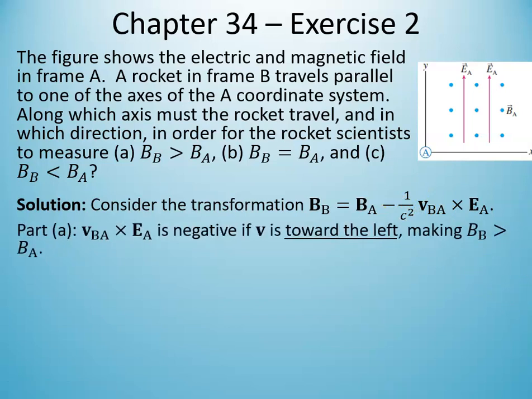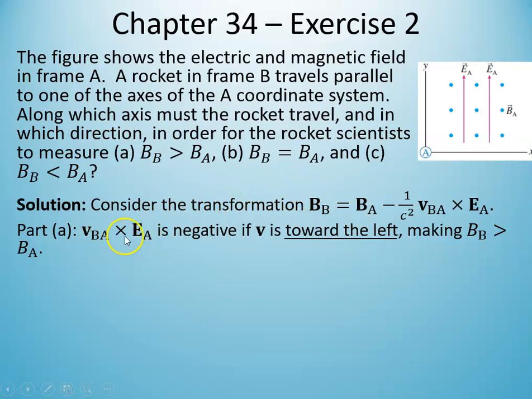So, let's consider what seems to be the easy solution. In other words, how do we make the magnitude of the magnetic field in frame B bigger than that in frame A? Well, that'll work out if the value of this cross product ends up being negative. That'll cancel the negative sign to the left of the 1 over c squared, giving us a positive, so that'll give us B sub B being greater than B sub A.